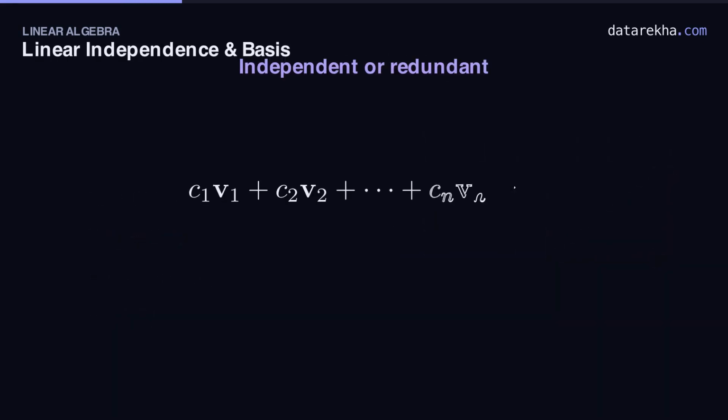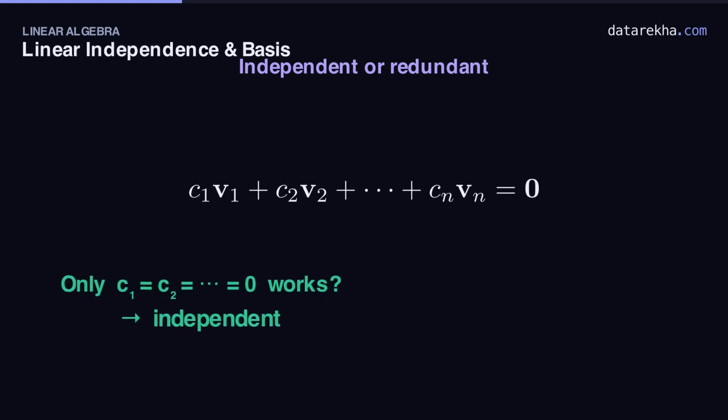Here is the sharp test for redundancy, and it's beautifully simple. Set a linear combination of your vectors equal to the 0 vector and ask one thing. Can the 0 vector be built only the boring way? Every scalar equal to 0? If that trivial choice is the one and only solution, the vectors are linearly independent. Not one of them is redundant. But if there's any other way, some scalar that isn't 0, and the sum still collapses to 0, then the vectors are linearly dependent. That non-trivial recipe is a receipt proving one vector was hiding inside the others.